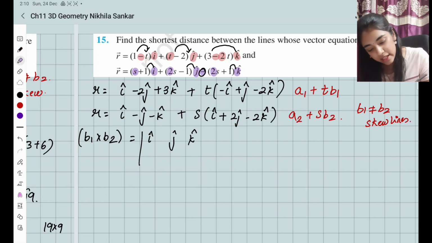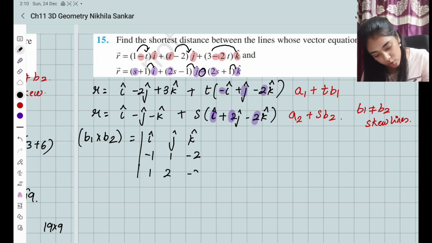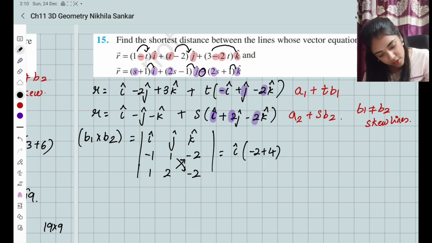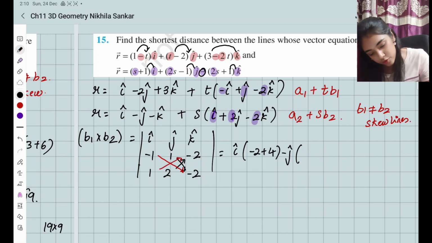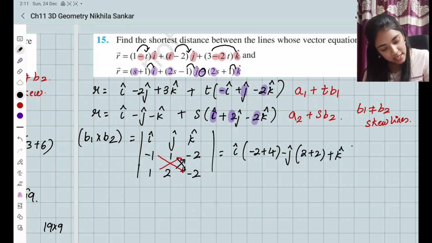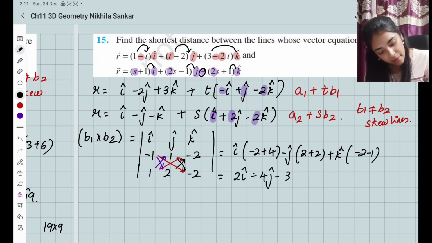So I, J, K, and in the first line I'm going to have minus 1, 1, minus 2. And in the second line I'm going to have 1, 2 and minus 2. So this one I simplify. I cap times minus 2 plus 4, minus j cap times 2 minus of minus 2, so 2 plus 2, plus k cap times the last term, minus 2 minus 1. So this is going to be 2i cap minus 4j cap minus 3k cap.